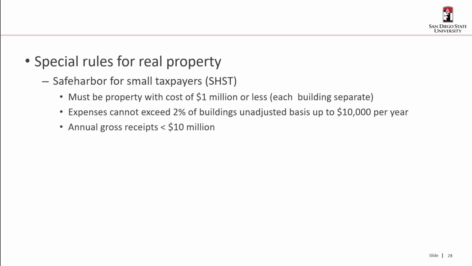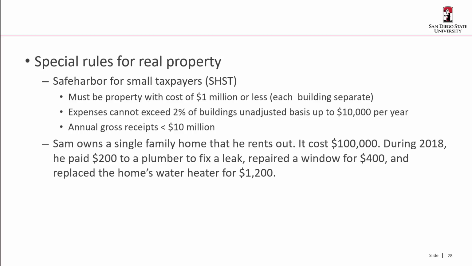So let's start with some rules for real property. So the first one is called the safe harbor for small taxpayers, and this relates to when the property has a cost of $1 million or less, and you can treat each building that you own separately. You don't have to combine it all together, so if your aggregate cost is more than $1 million, that's not relevant. The expenses that you're trying to deduct cannot exceed 2% of the building's unadjusted basis. So unadjusted basis is its cost, up to $10,000 per year. And you have to be a business that generates annual gross receipts of less than $10 million.